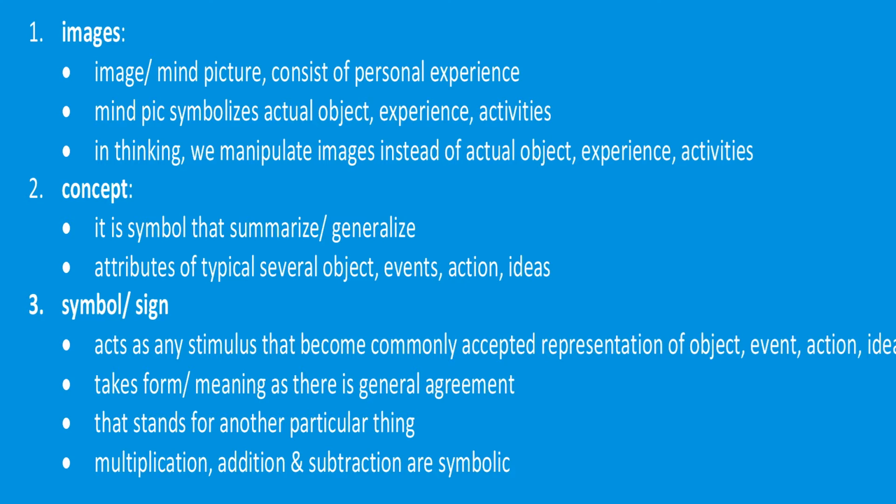Next we have concept. It is a symbol that summarizes and generalizes the attributes of several typical objects, events, actions, and ideas. Next we have symbol and sign. It acts as a stimulus that becomes a commonly accepted representation of objects, events, actions, and ideas. It takes form and meaning as there is general agreement that it stands for another particular thing. Multiplication, addition, and subtraction are symbolic in nature.